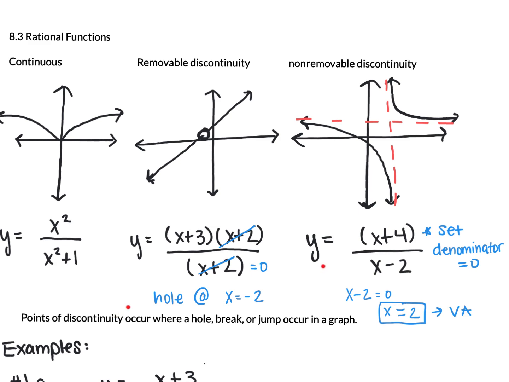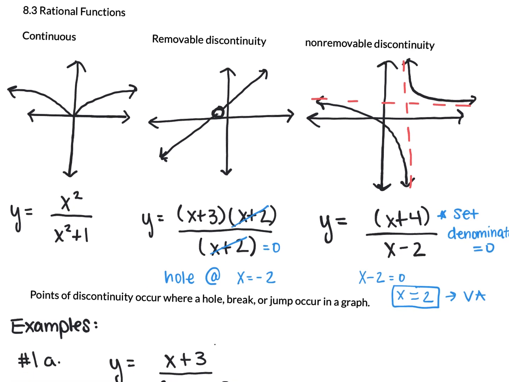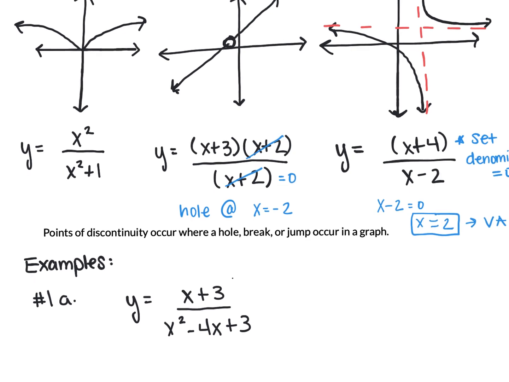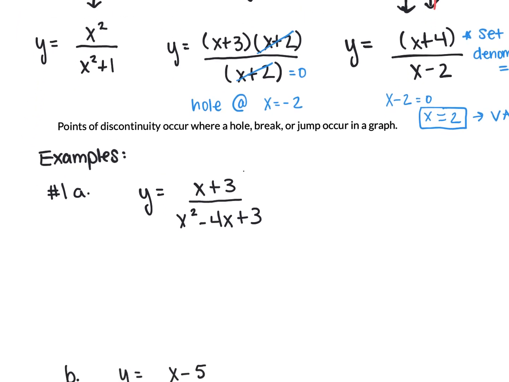So one thing we want to note is that points of discontinuity occur where a hole, break, or jump occur in a graph. So we can have a hole like in this second graph, a break, or a jump. So let's work a couple examples. We're going to see if they are continuous or if they have a point of discontinuity.